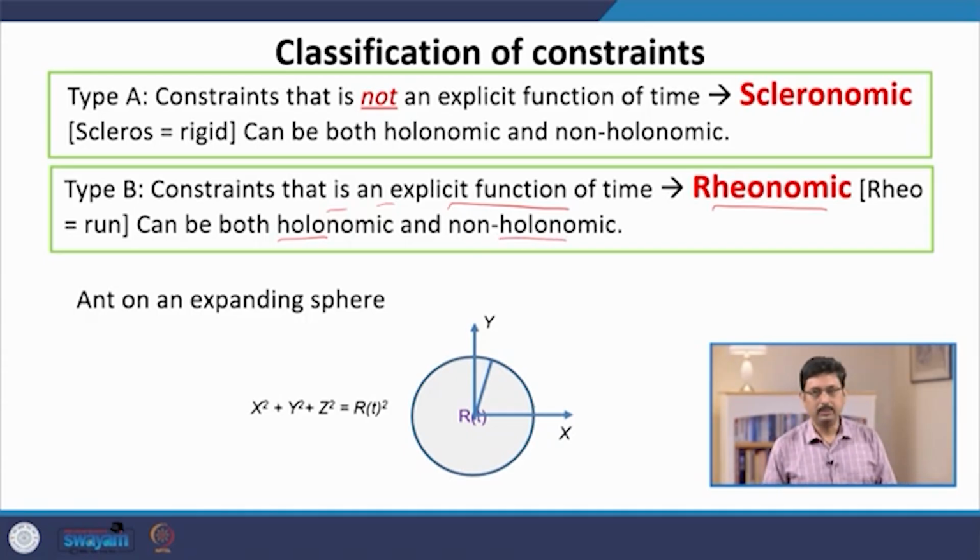Here is a simple example. Consider an ant on an expanding sphere. If the sphere is expanding, then its radius is a function of time. The coordinates of the ant on the sphere are not all independent; they must satisfy the condition that the sum of the squares is equal to the radius squared. Now, if this radius is fixed, then this is a scleronomic constraint, and if this is an expanding or contracting sphere, that is, the radius is changing with time, then it is a rheonomic constraint.